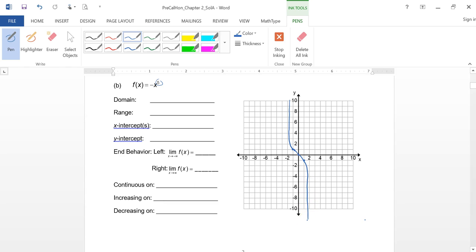Now, what's the domain? All real numbers, negative to positive infinity. We like these, right? And we already know that polynomial functions have a domain of all reals. The range, all real numbers. X-intercepts, y-intercepts. End behavior, at negative infinity, f of x is positive infinity, and at positive infinity, negative infinity. Continuous everywhere. Increasing, never. And it decreases everywhere.